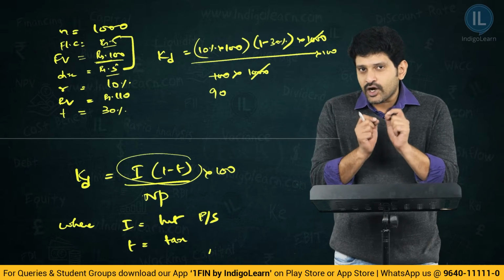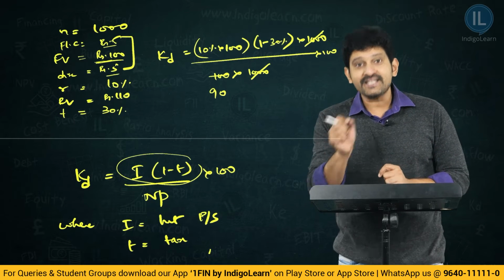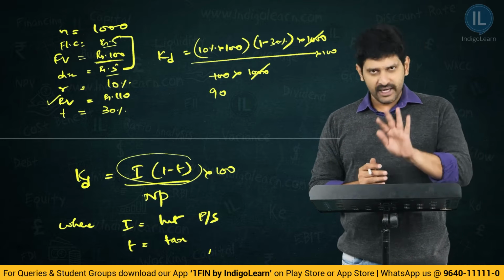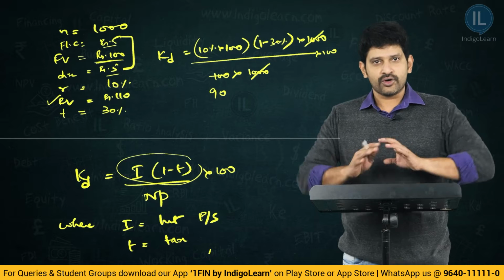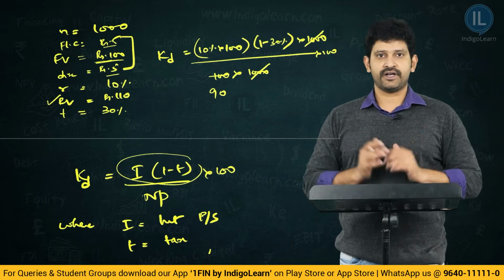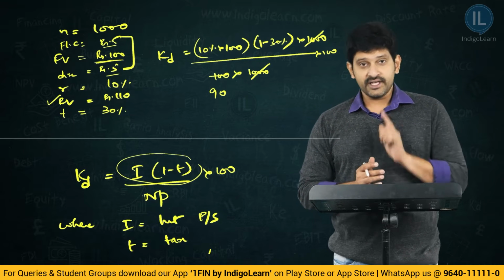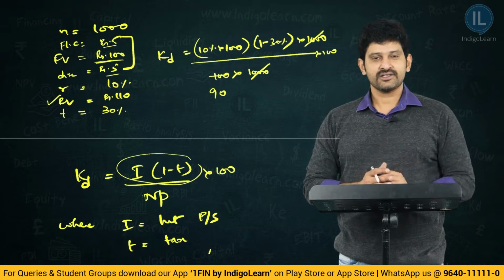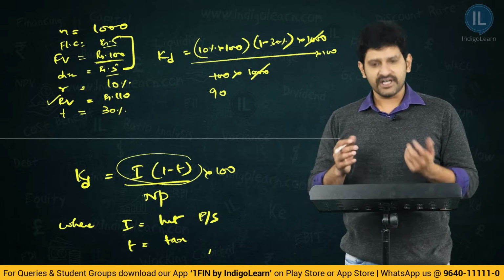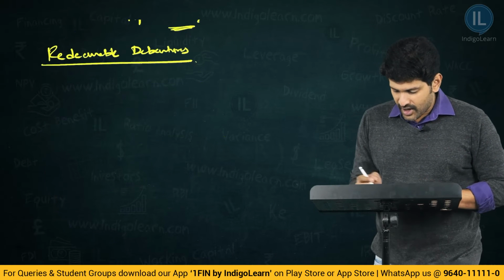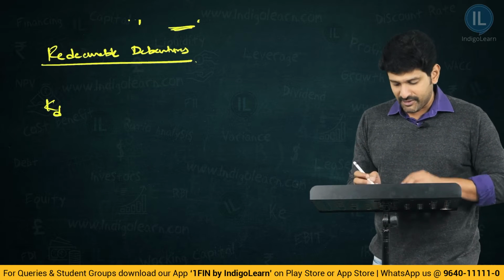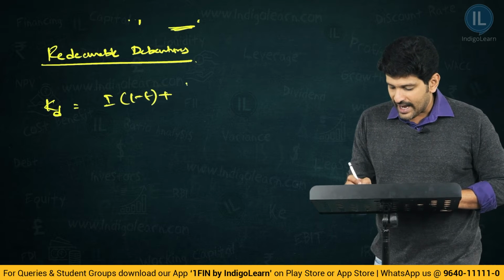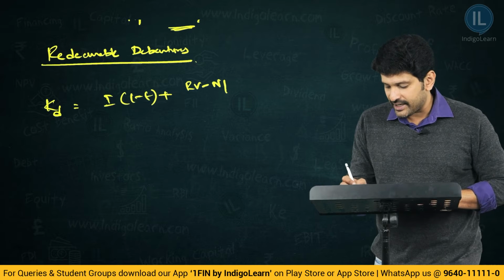Now, what is my extra cost component? 110 minus 90. What is 110? My redemption value per debenture. Again, as we said, we will not talk about full value, we will talk only per security now. Now, this RV, that is redemption value, minus NP, is it not my extra cost? Absolutely yes. Therefore, I have to consider it. Therefore, my cost of debentures, if they are redeemable, will not simply be interest into 1 minus tax. I will also have to incur RV minus NP.